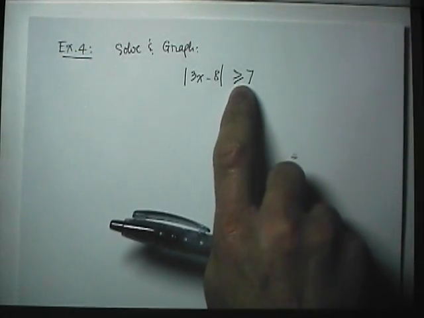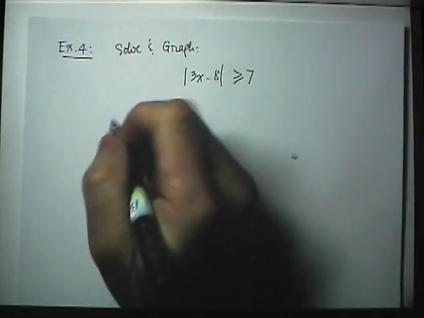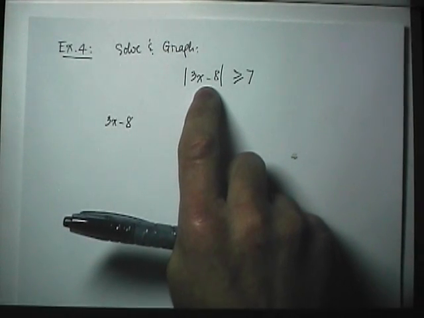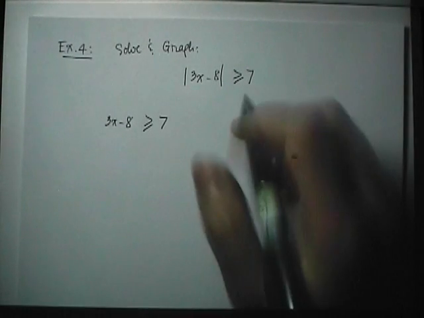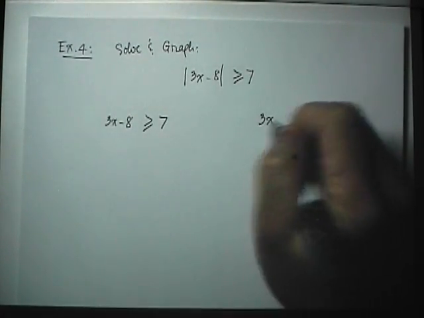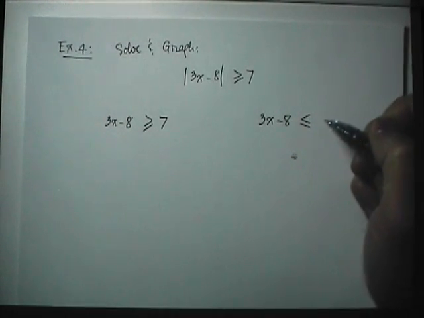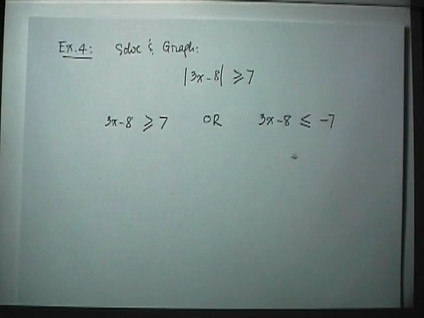Notice the inequality points to the right side, so I need to produce two separate inequalities. One of them is 3x minus 8, just the exact expression inside the absolute value sign, greater than or equal to 7. The other one I do the same, 3x minus 8, but I put it less than or equal to negative 7 this time. And here I connect the two inequalities with the OR.